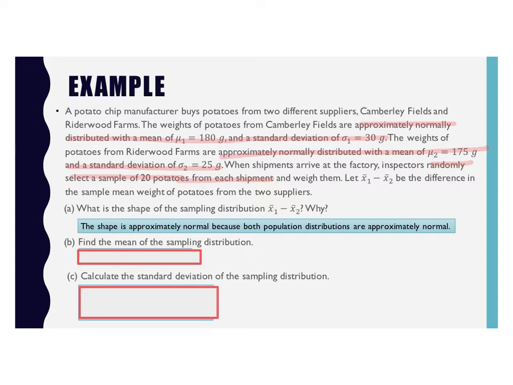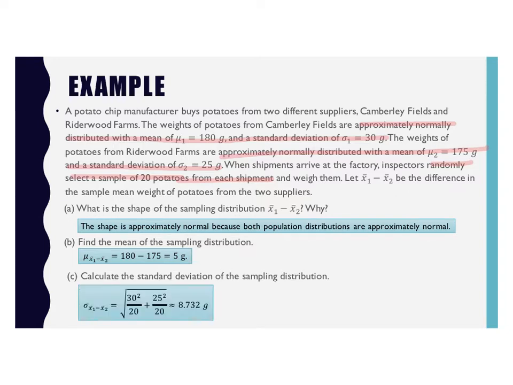To find the mean of the sampling distribution, all we're going to do is subtract the mean from Camberley Fields from the mean of Ryder Wood Farms, and we do get 5 grams. And to find the standard deviation of the sampling distribution, we're going to take the square root of 30 squared divided by 20 plus 25 squared divided by 20, and then square root all of that. We do get approximately 8.732 grams.